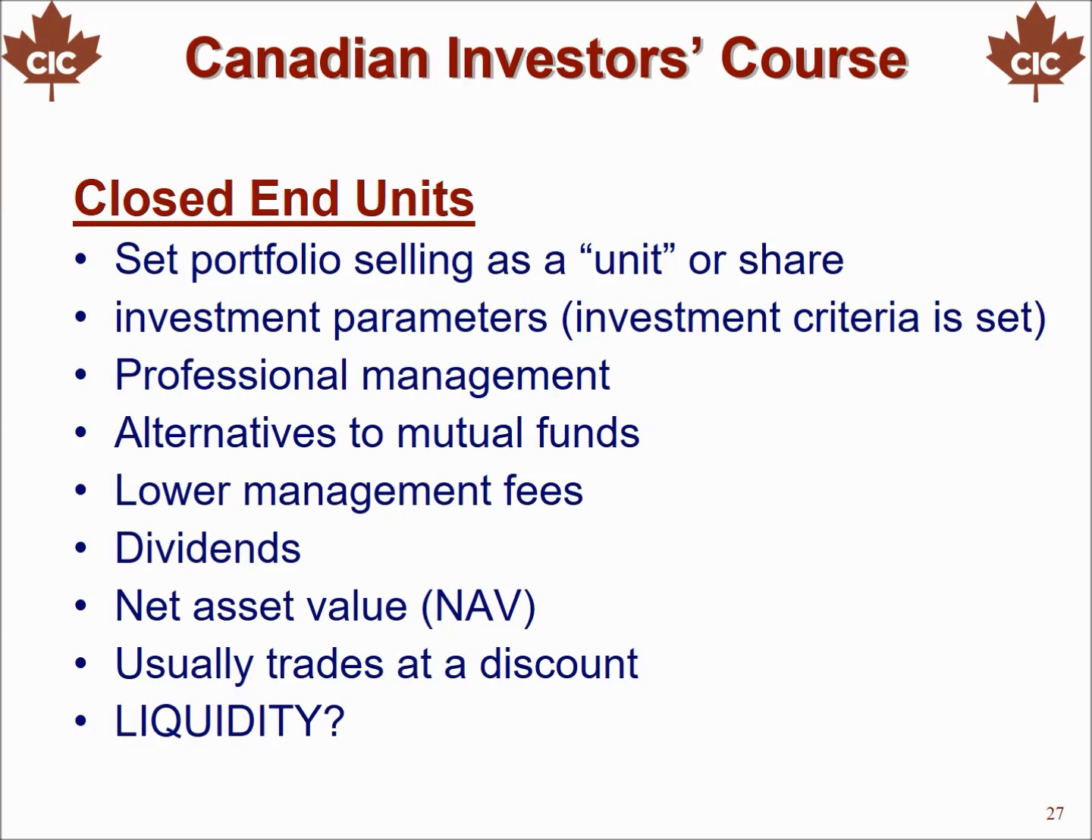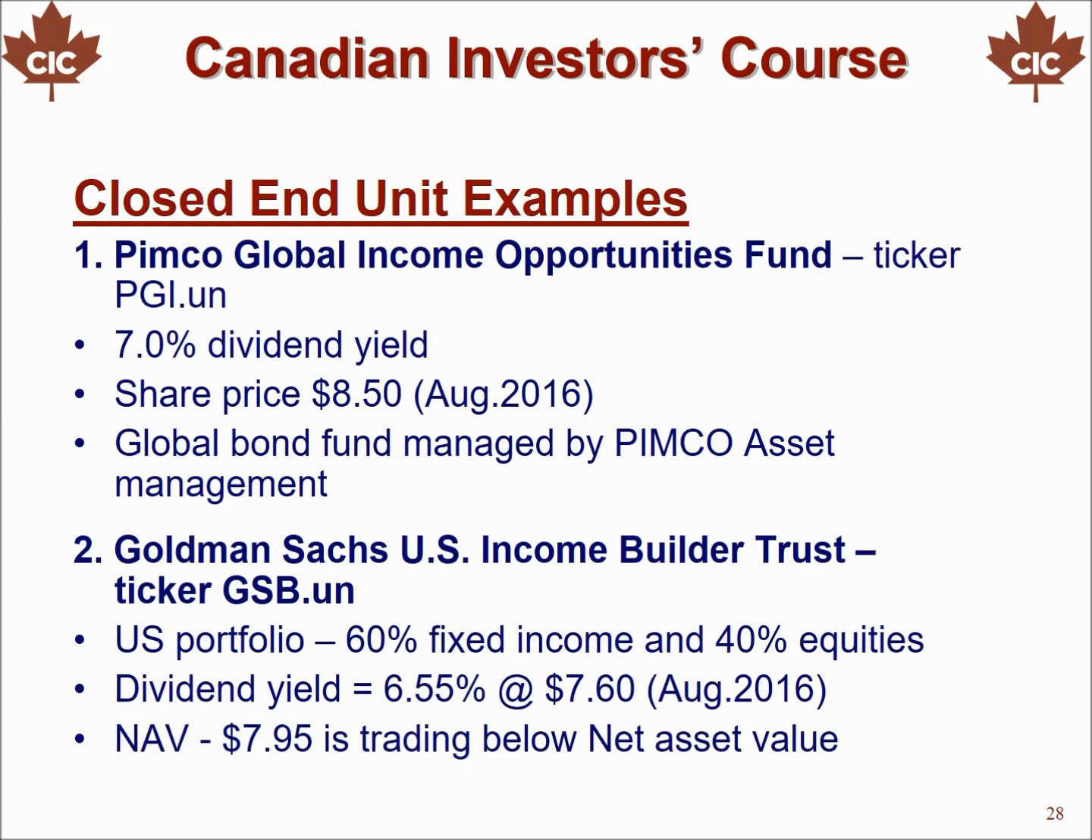A couple of examples are the PIMCO Global Income Opportunities Fund and the Goldman Sachs U.S. Income Builder Trust. The thing is that sometimes these things trade at a substantial discount to the net asset value.